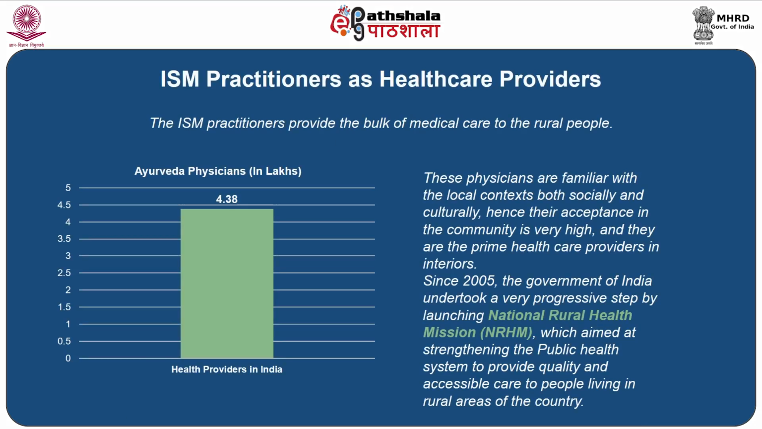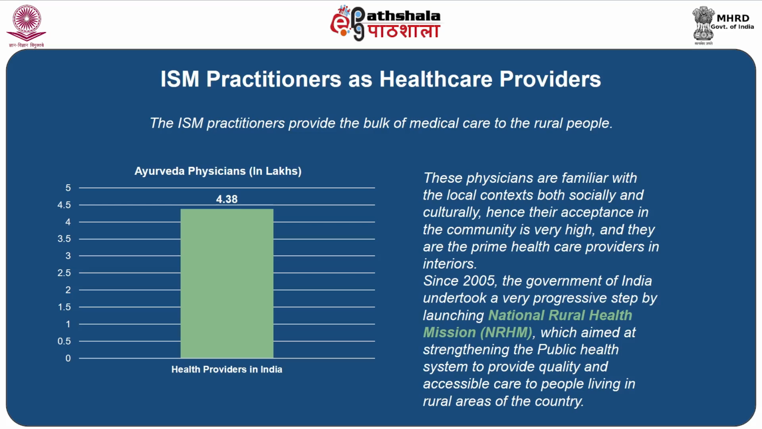Now let us look at the indigenous system of medicine practitioners as healthcare providers in our healthcare system. The ISM practitioners provide the bulk of medical care to the rural people. Ayurvedic physicians alone are estimated to be 4.38 lakhs. The majority, that is about 90% of the Ayurvedic practitioners, provide care services in the rural areas. These physicians are familiar with the local context both socially and culturally. Hence, their acceptance in the community is very high and they are the primary healthcare providers in the interiors.